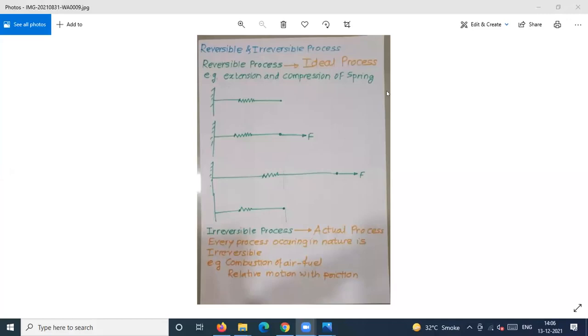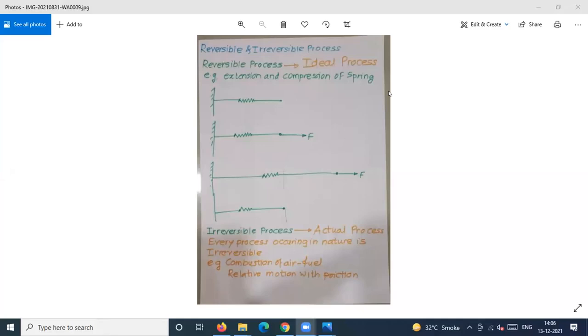Okay, so let us start today's session. In the last session, we have seen what a path function is, why heat is a path function, why work is a path function, and why thermodynamic properties are path functions. Then we have seen the quasi-static process, what is work, what is heat. So all those things we have seen in the last lecture. Now let us start this session.